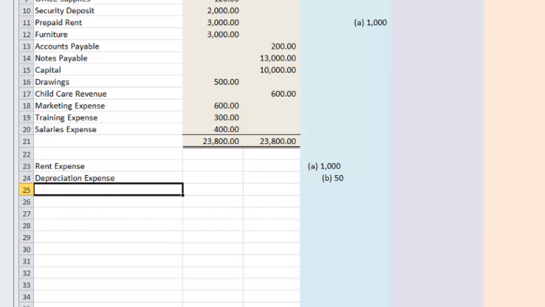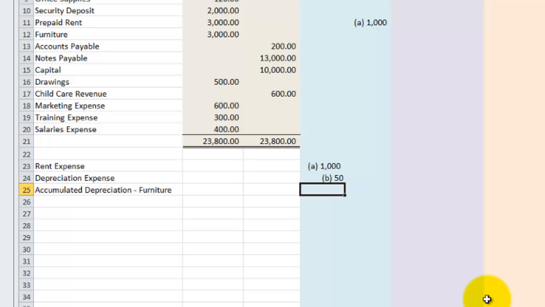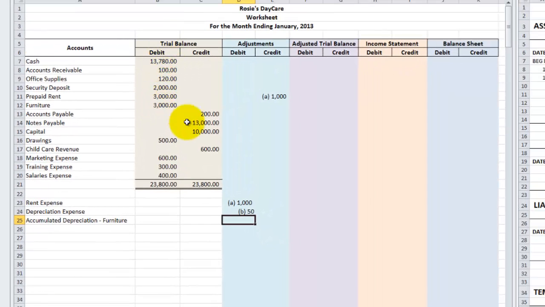Then we have to actually create another account called accumulated depreciation, and then we have to put in furniture. And this account again is a contra asset. What that means is that if assets usually are on the debit side, the contra asset will be on the credit side. So here we're going to go ahead and credit $50. And this shows that we had some use of that furniture, of that first $50 of the furniture.